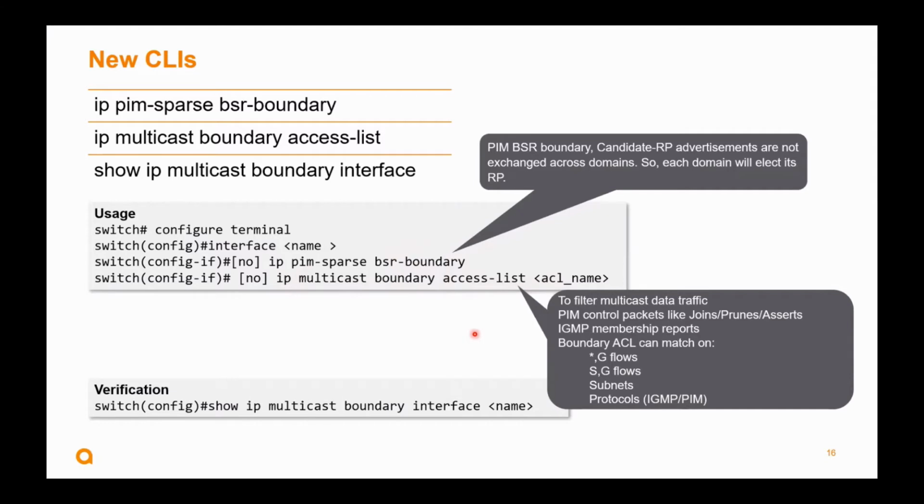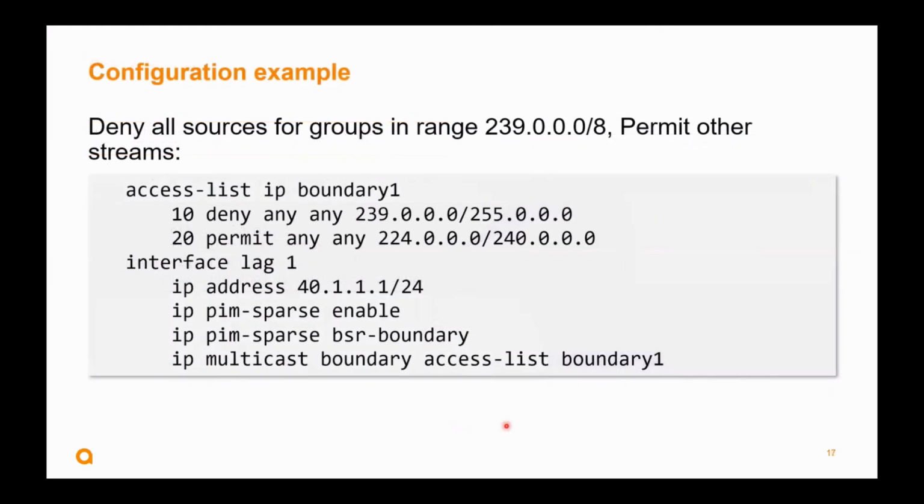All right, and we already spoke about what types of interfaces are supported: routed-only ports, L3 LAGs, SVIs, point-to-point SVIs, and of course sub-interfaces. And the show IP multicast boundary interface command will show us the boundary access list we have configured, and all the filtering and drops of our BSM messages. So let's take a look at a configuration example.